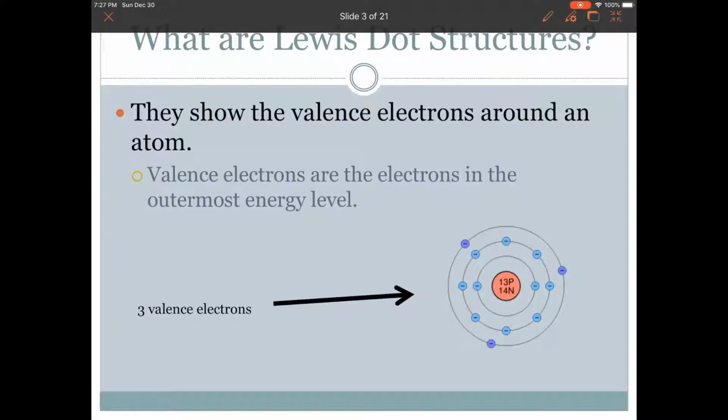These are things that show the valence electrons that are around an atom. And if you remember, valence electrons are electrons that are in the outermost energy level. You don't focus on anything that's on the inner levels. It's just going to be everything in the outer level, like these 3 electrons right here in this aluminum model.